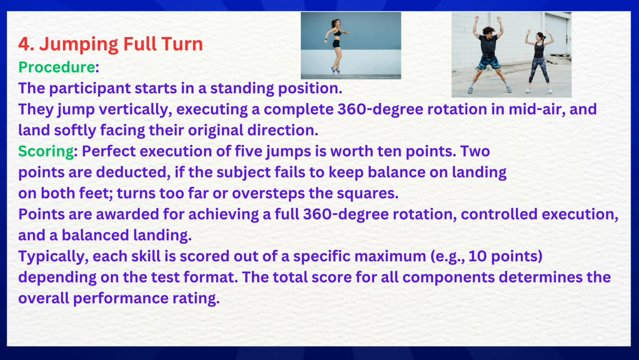2 points are deducted if the subject fails to keep balance on landing on both feet, turns too far, or oversteps the squares. Points are awarded for achieving a full 360-degree rotation, controlled execution, and a balanced landing. Typically, each skill is scored out of a specific maximum, for example 10 points, depending on the test format. The total score for all components determines the overall performance rating.